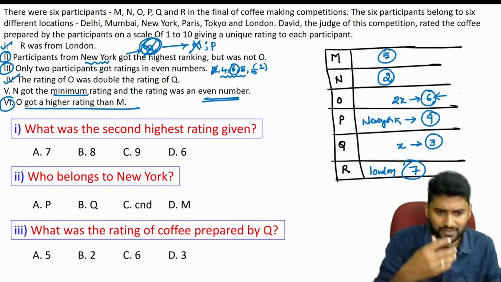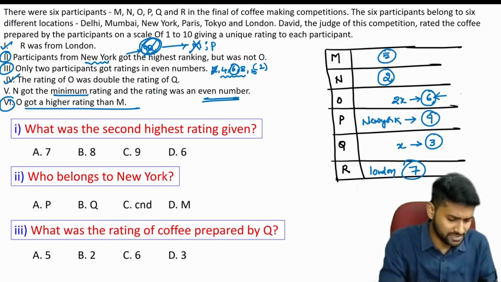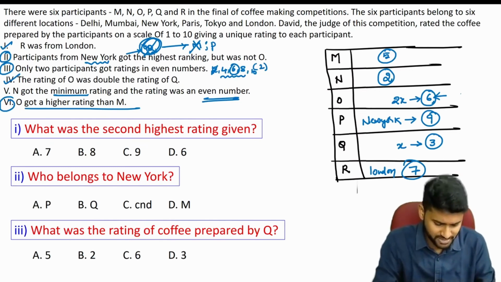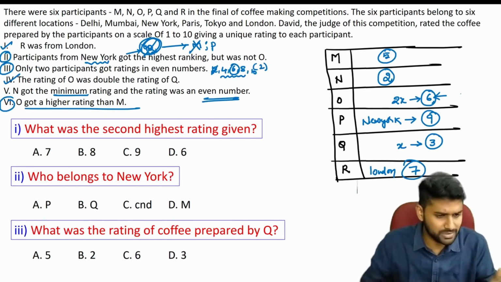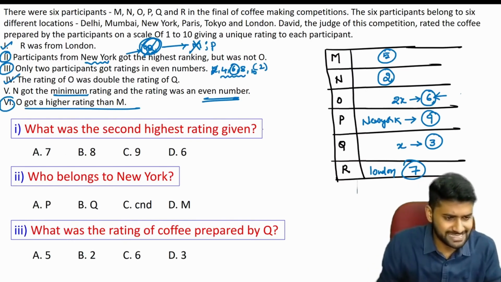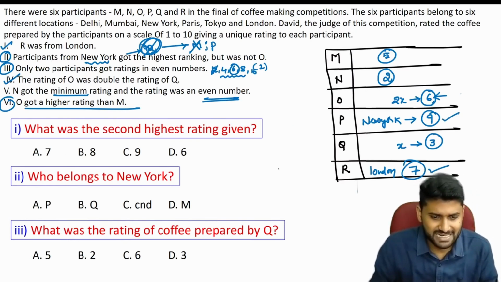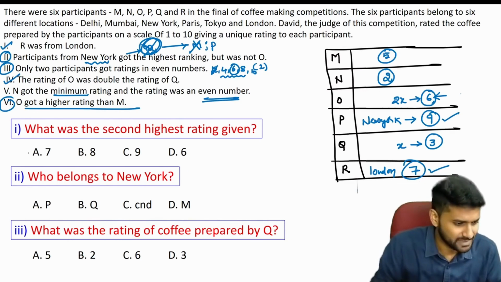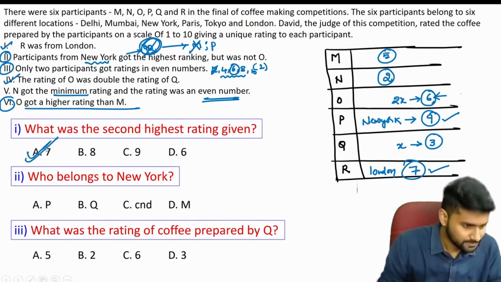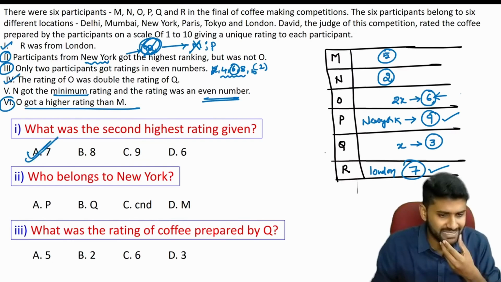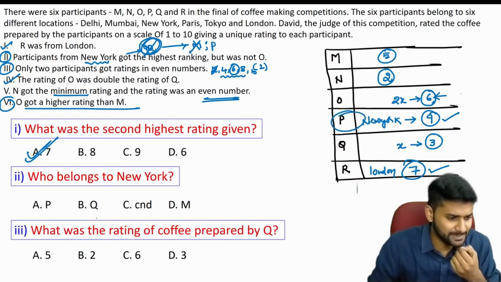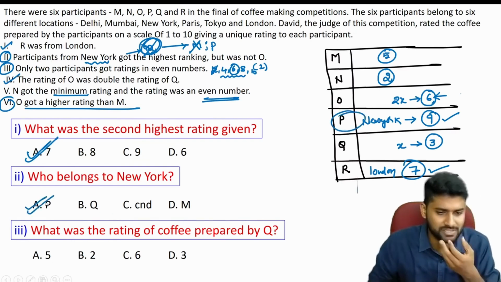But we are not sure about the cities of the remaining people. Why? Because we don't have any data in the given information. So according to these arrangements, can I conclude these options or not? What was the second highest rating? The first highest rating is 9, the second highest rating is 7. Yes, we get the answer. Who belongs to New York? The person P belongs to New York. You can answer this question.